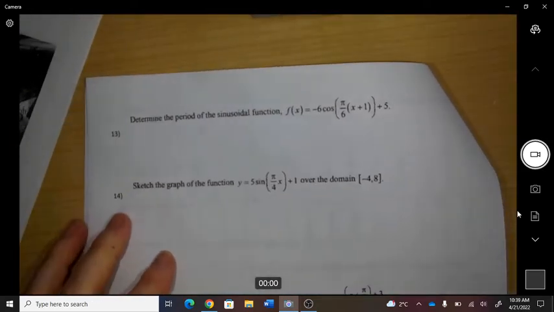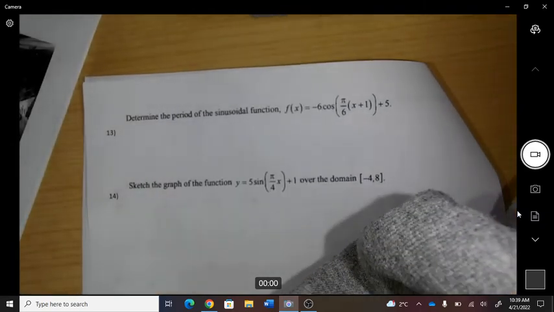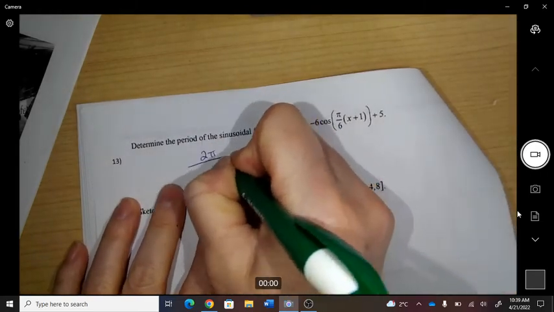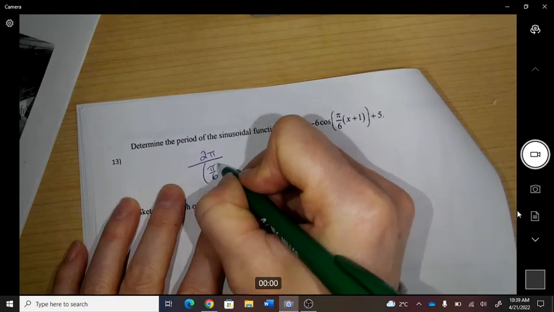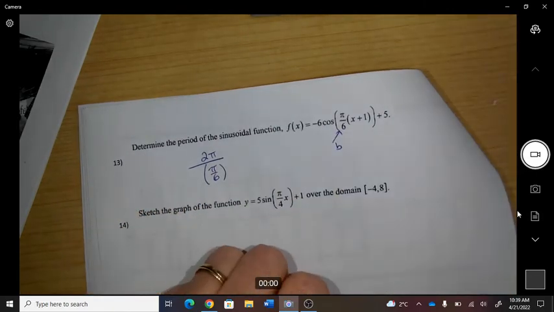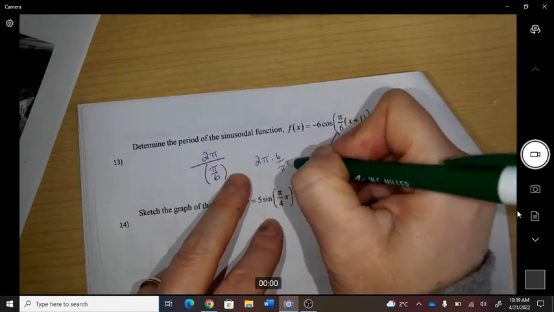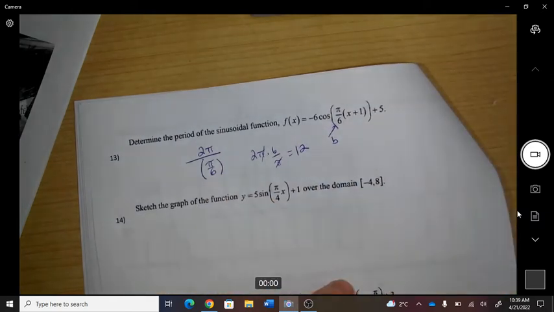Number 13, determine the period. So the period is 2 pi normally, and we would have to divide it by the b value. That will cause me to flip and multiply my fraction, which is 12. That's it.